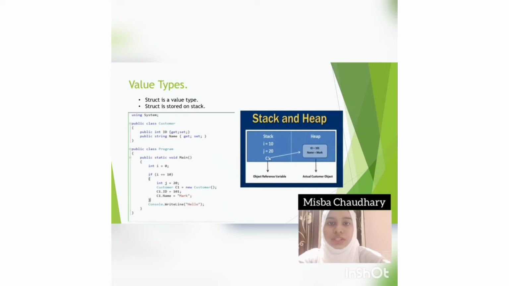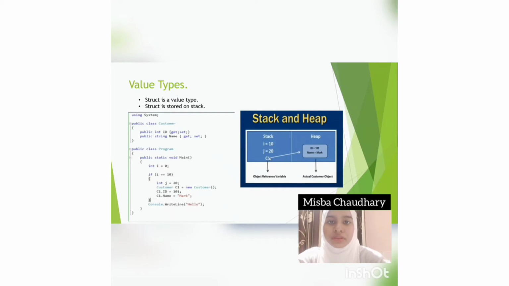So the next point is structures are stored on the stack. Let's see it with an example. As we have declared int i is equal to 0. Here i and j are basically integers and they are structures. So they are value types. So how are they stored in memory?